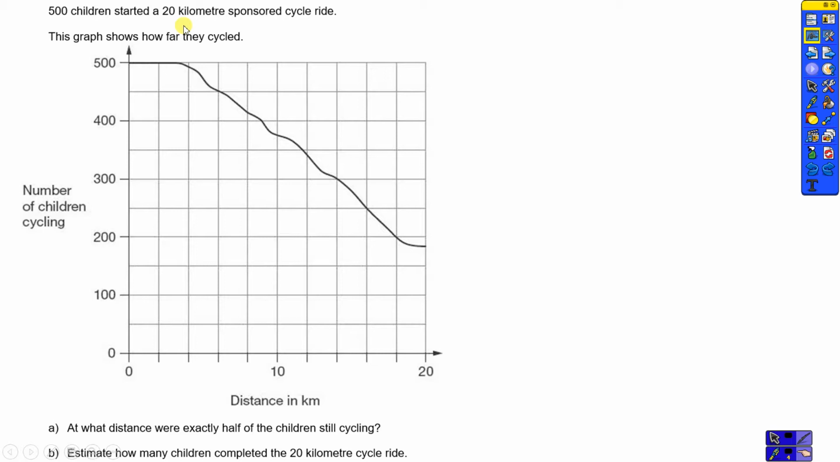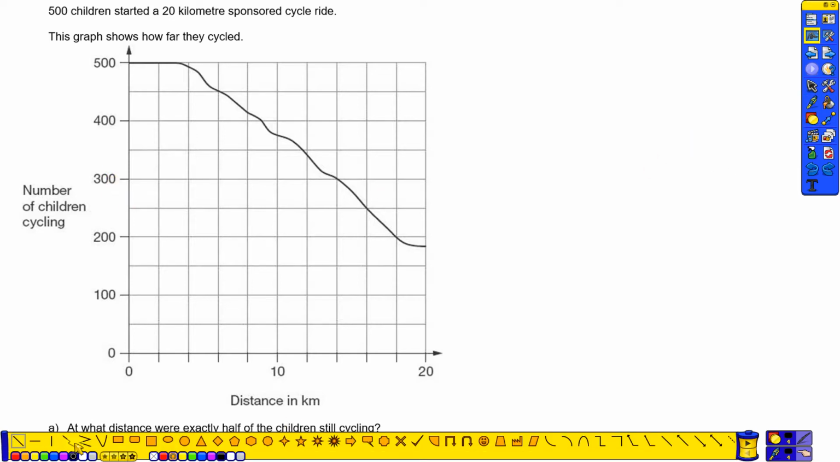"500 children started a 20-kilometer sponsored cycle ride. The graph shows how far they cycled. At what distance were exactly half of the children still cycling?" So we have the number of children over here. 500 started, so we need to divide 500 by 2 to find half of 500. That's 250. And we can see 250 is going to be halfway between 200 and 300.